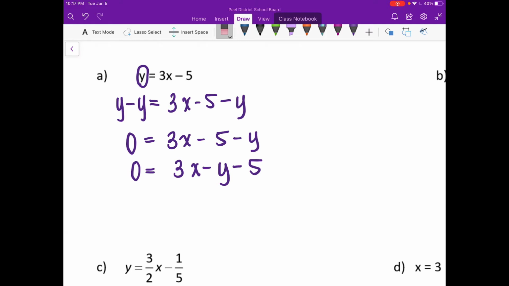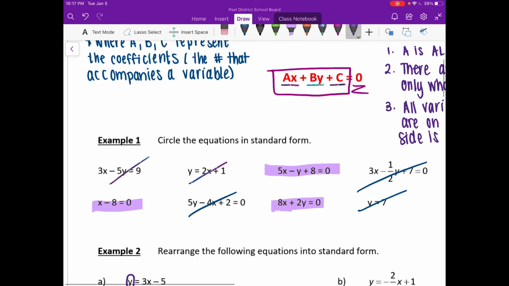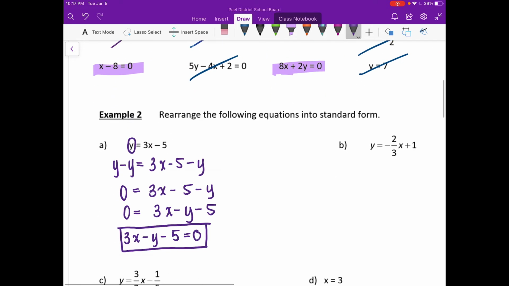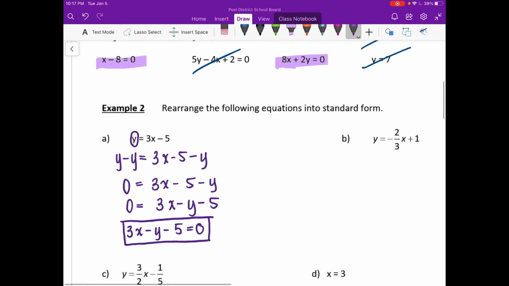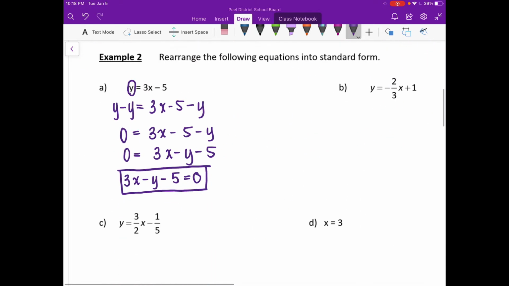You can write it like this, or if you're kind of like me and you need to have things in a particular order, I just like the way this looks better. I'm all about that aesthetic in math, right? And that's my answer, right? And it follows the ax plus by plus c, right? And it'll give me the right answer. A is positive, there's no fractions, and it's equal to 0.